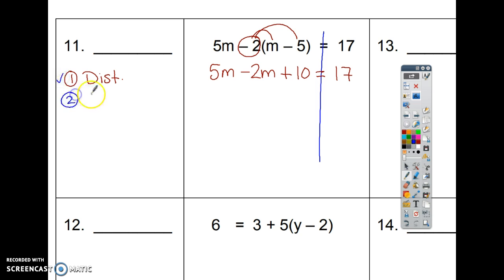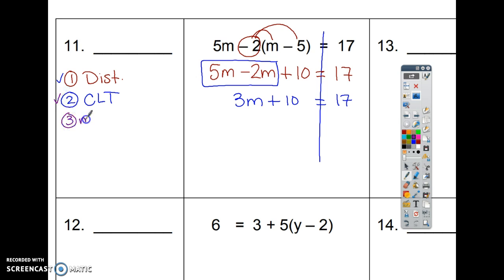Step number 2, combine like terms. On the left side, the m's need to be combined. 5m minus 2m is 3m. Bring down the plus 10. Bring down the 17, because there's nothing to combine on the right side. Step 2 is done.